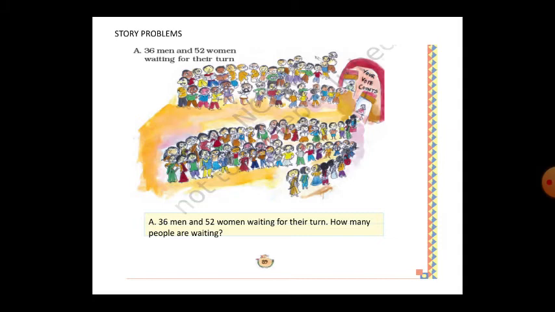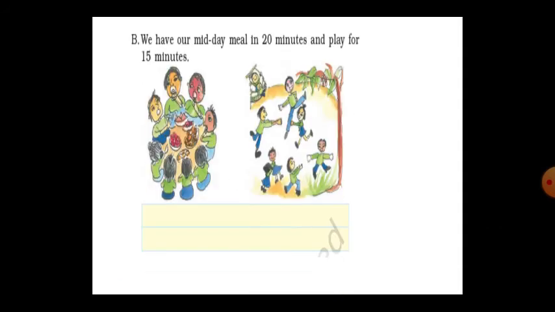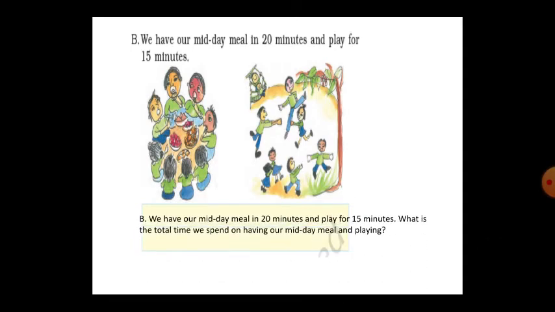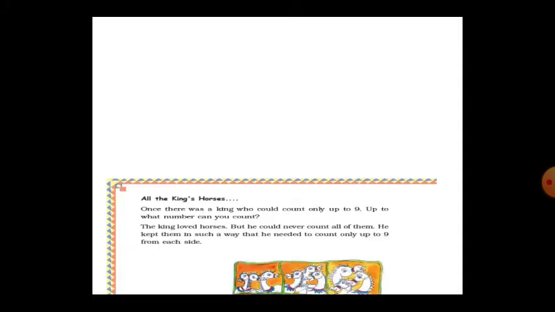See here, the answer is given, and you have to frame the question. 36 men and 52 women waiting for their turn. How many people are waiting? Like that. Another question: we have our midday meal in 20 minutes and play for 15 minutes. What is the total time we spent on having our midday meal and playing? That's it.